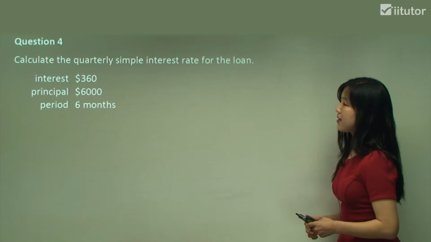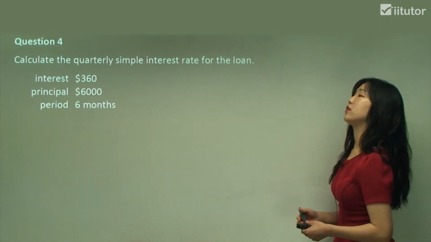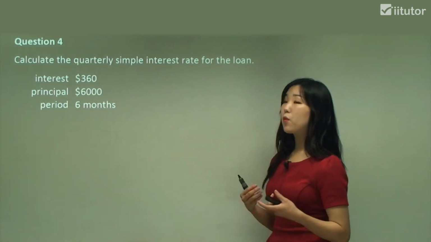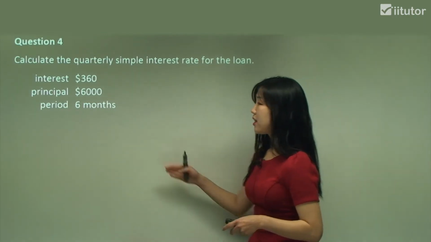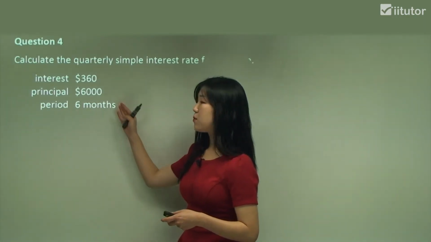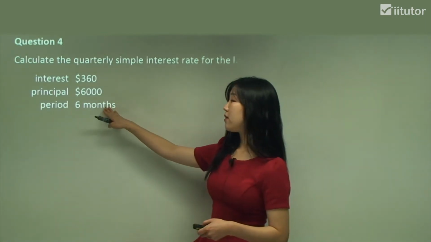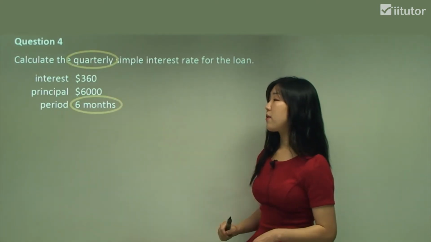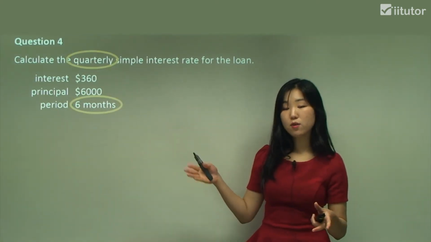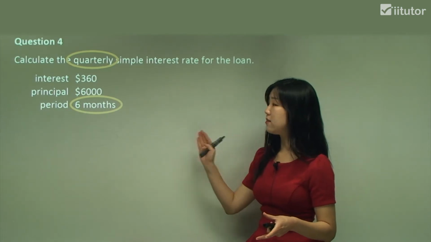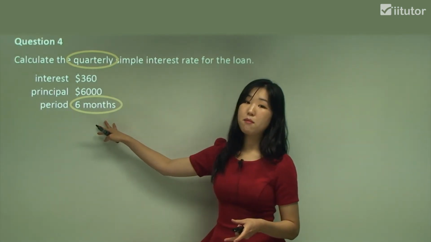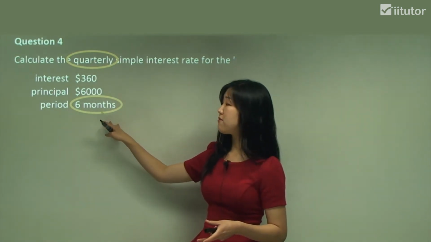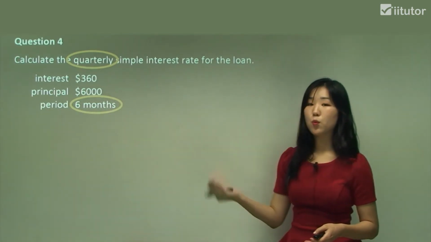Question 4, calculate the quarterly simple interest rate for the loan. So this time they require the quarterly rate. But have a look here, guys. They give us the interest, the principal, and the period, but the period is in months. So this is where we're going to be careful. The one we want is a quarterly rate, but the period they give us is in months. So we'll have to convert our 6 months into quarters.